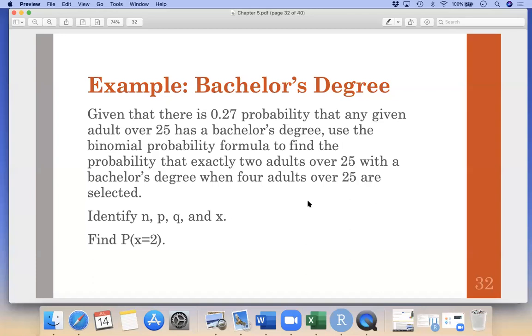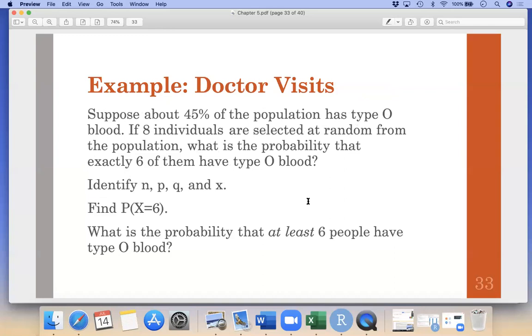Now we have another example, doctor visits. Same thing we have to do, but with different values. Here is the example. Suppose about 45% of the population has type O blood. Then if 8 individuals are selected, so what is our n? It's 8, selected at random from the population. What is the probability that exactly 6? So what is our X? It's 6 of them have type O blood.